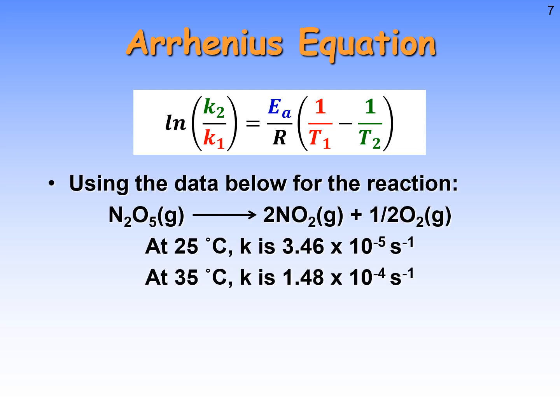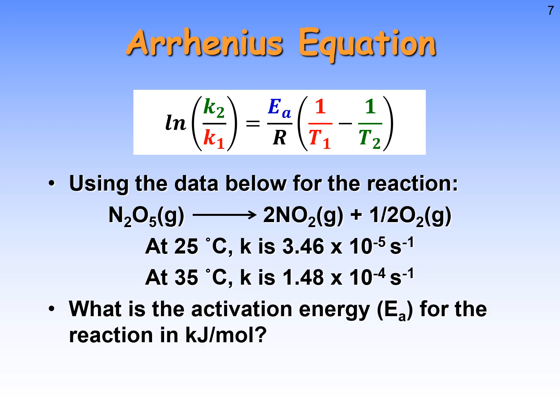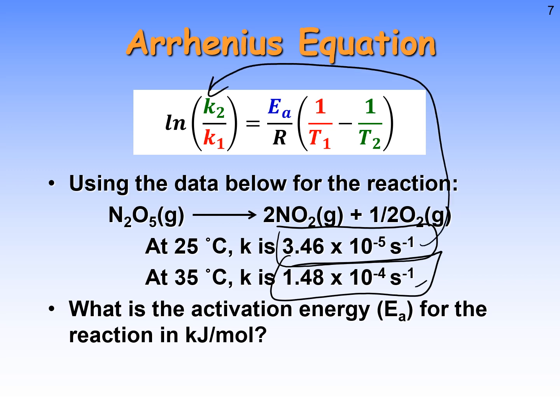All right, so let's do another type of problem, right? So we have data below, using the data below for this reaction, and we want to know what is the activation energy for the reaction in kilojoules per mole. So in this case, we have one rate constant at one temperature, another rate constant at another temperature, and we can plug these guys in. We have the temperatures. We got to convert them to Kelvin, but then we can plug them in, and we have R. So we can solve this equation for the activation energy.